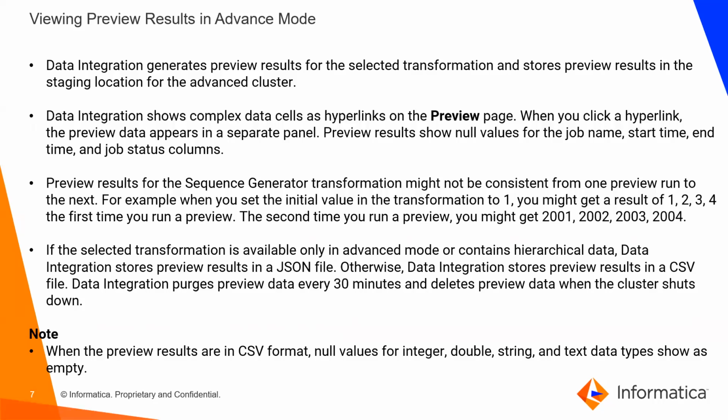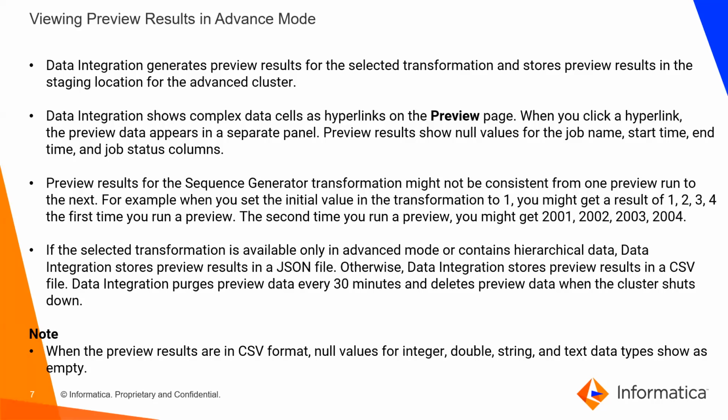The preview result shows null for the job name, start time, end time, and job status columns. Preview results for sequence generator transformation might not be consistent from one preview run to the next. For example, when you set the initial value in the transformation to 1, you might get a result 1, 2, 3, 4 for the first time you run the preview. The second time you run the preview, you might get 2001, 2002, 2003, 2004, and so on.